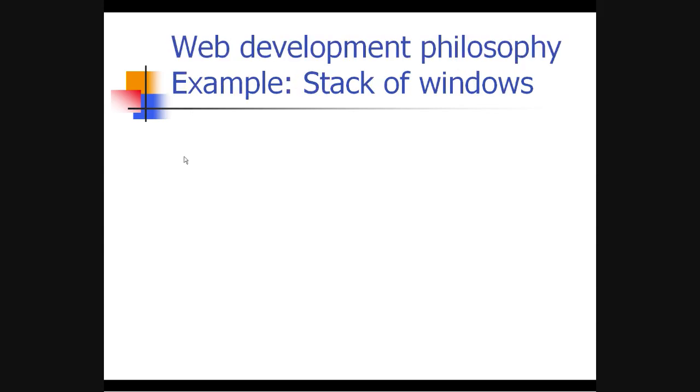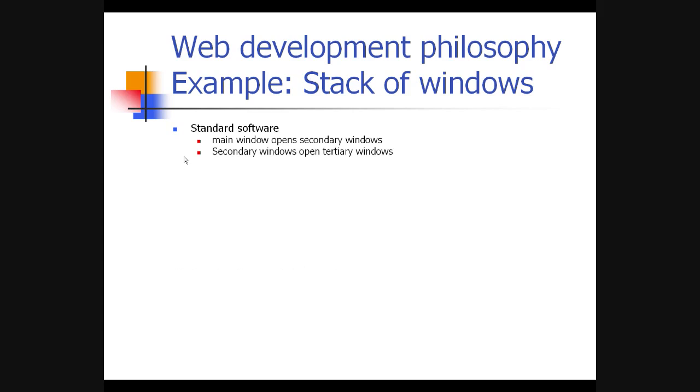Another very good example of the difference between developing a standard application and a WebDev website is what I call the stack of windows. In a standard software, you're going to have in some cases the main window opening a secondary window. This secondary window is going to open a tertiary window or windows, okay, and so on. And you're going to end up with a stack of windows on top of each other. That's a very common situation.